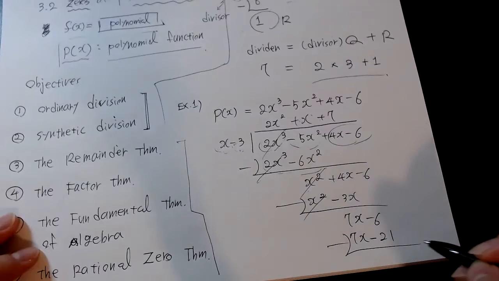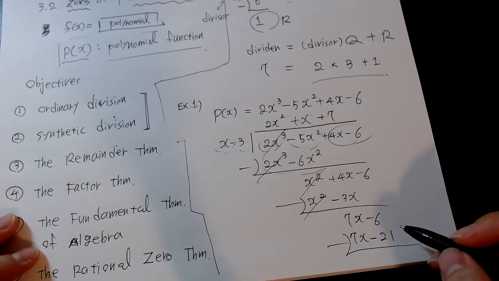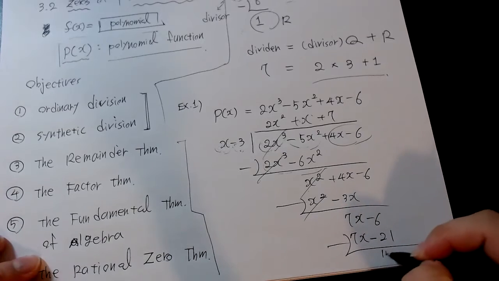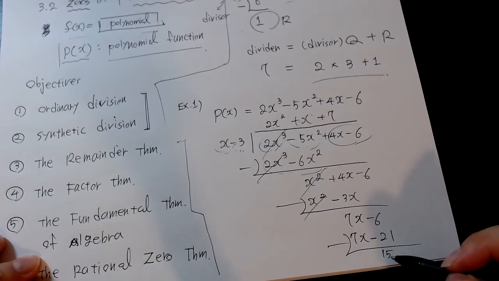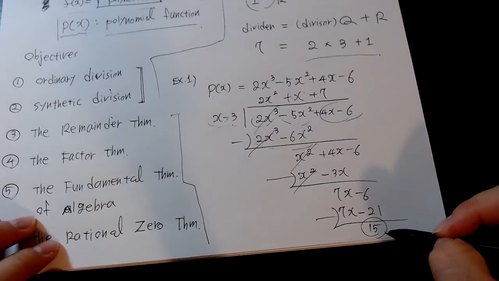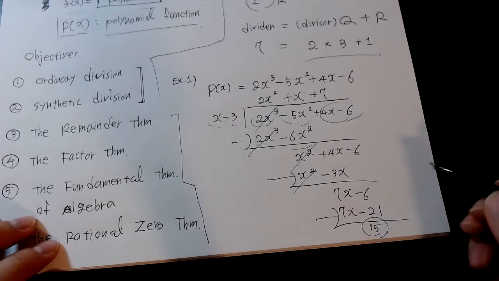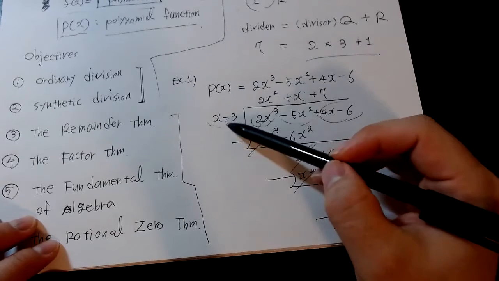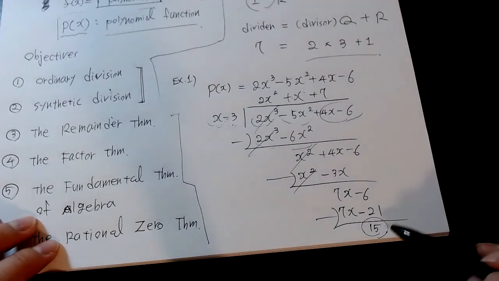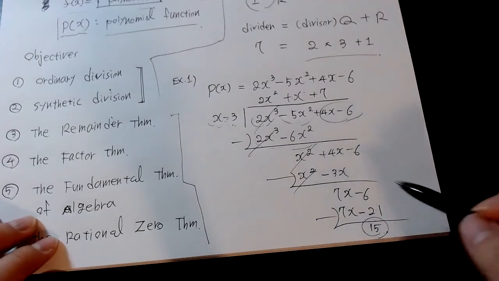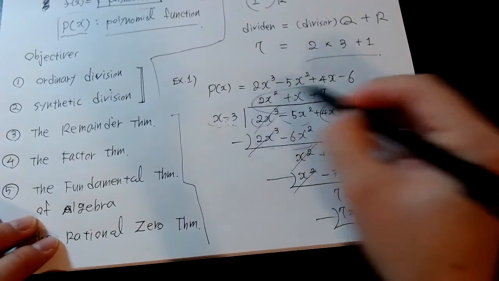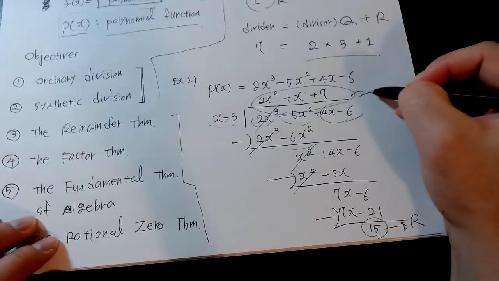21. And subtract. So we got the 15, right? Once you get the term whose degree is less than the degree of the divisor, here the degree of the divisor is 1, but the degree of this term is 0, so we just stop. That's going to be the remainder. So this is the remainder, and 2x squared plus x plus 7 is the quotient.